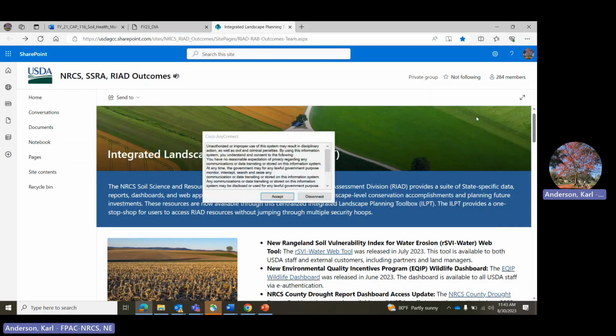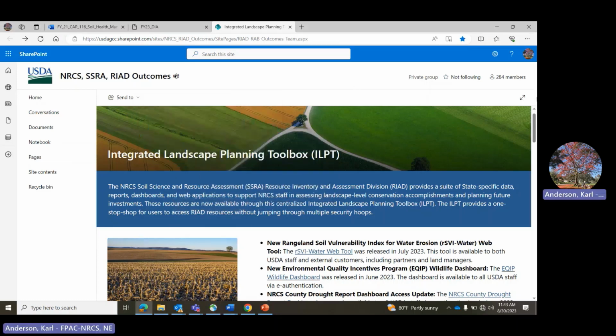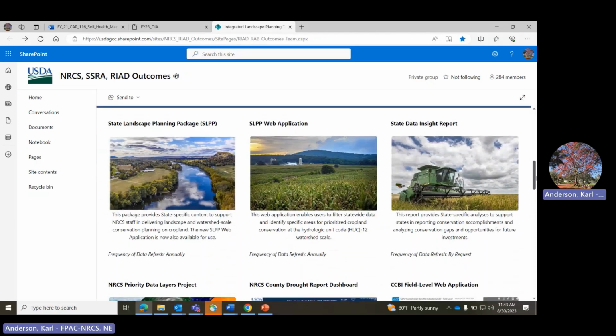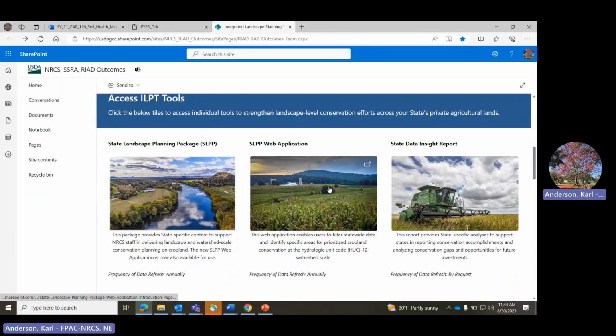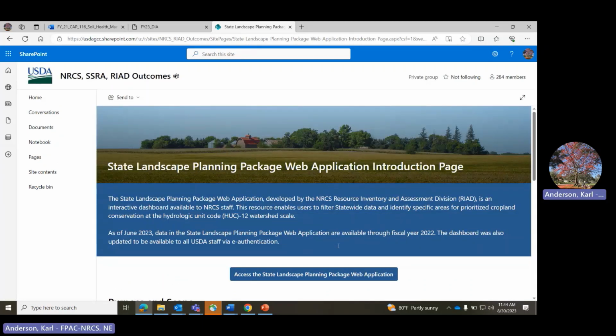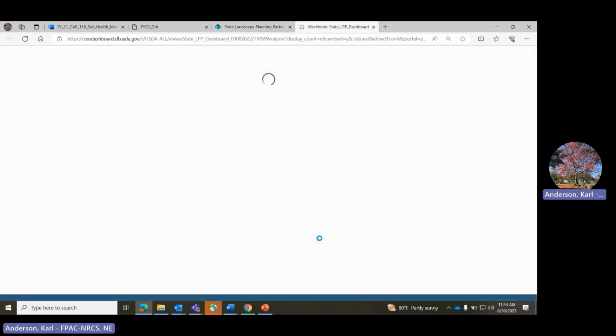There's not only links, but I also have ways of showing it in the PowerPoint, how to find these things. So we kind of did see roughly where a lot of those cropland acres are. So we have a few tools. This one here, the SLPP web application, is where we can identify some areas. This is mostly focused on cropland, but we do have another tool to look at rangeland.